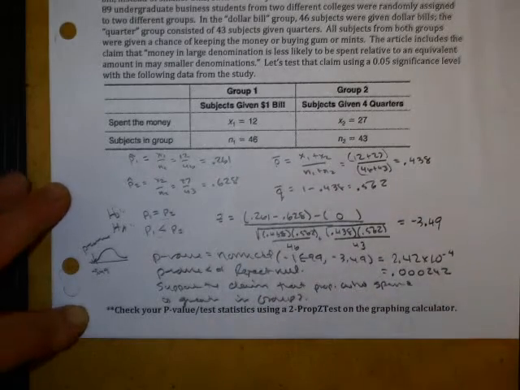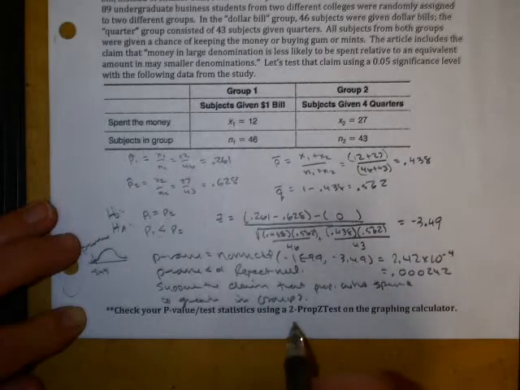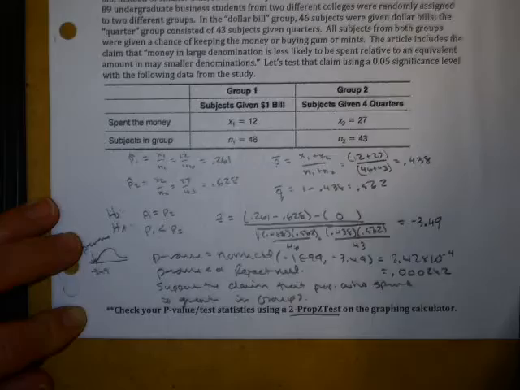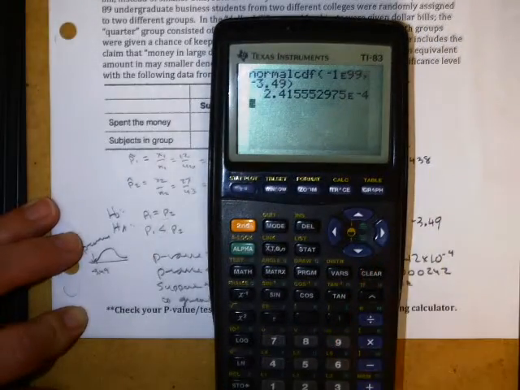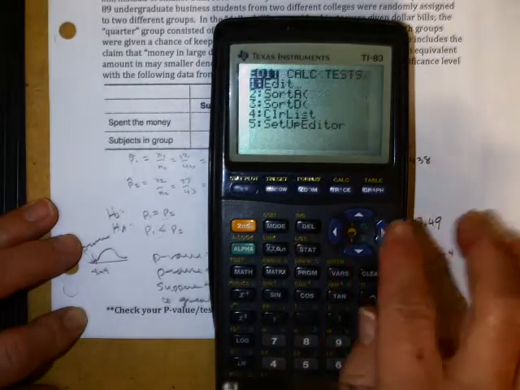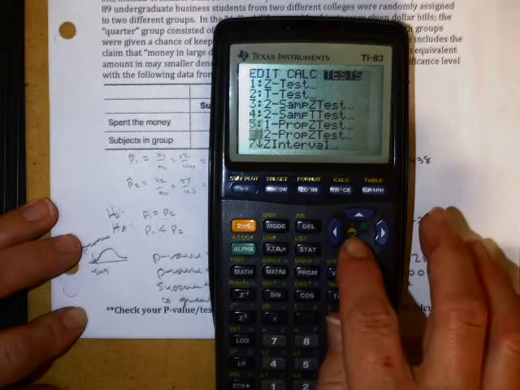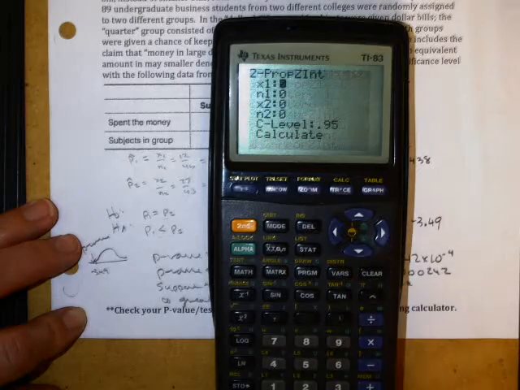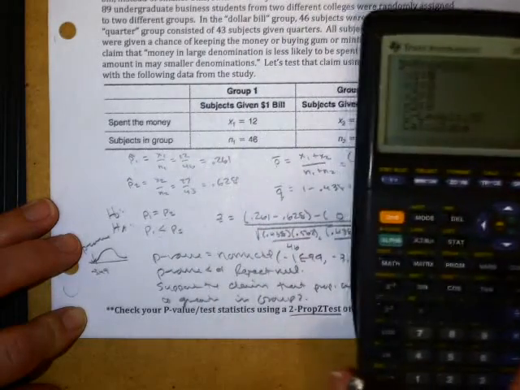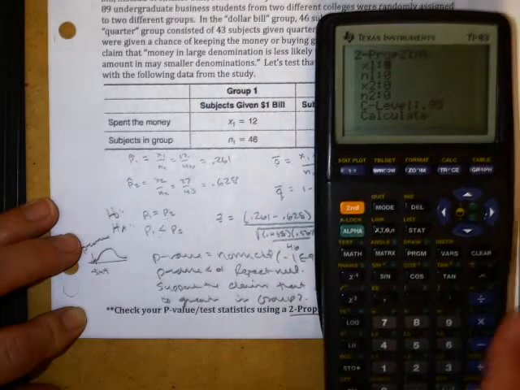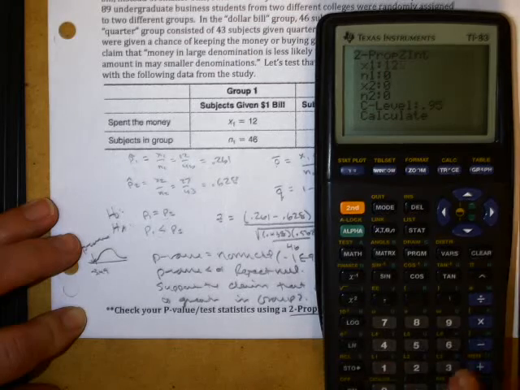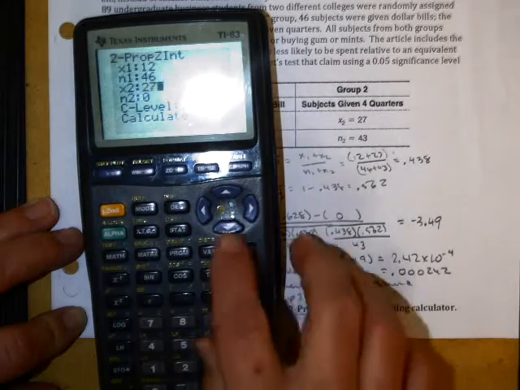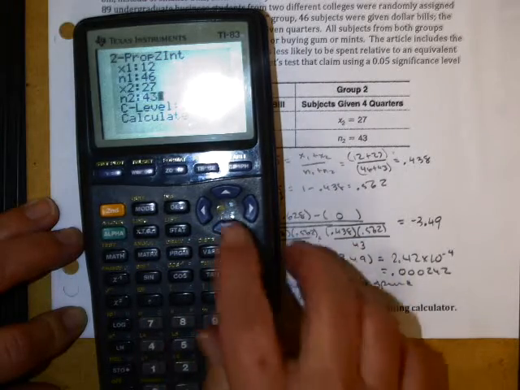This test can also be performed using the 2-prop-z test on your graphing calculator. So let's take a look at how that would go. You would go to Stats, over to Tests, and down to a 2-prop-z test. Then you'll enter in x1, which is 12, n1 is 46, x2 is 27, and n2 is 43.